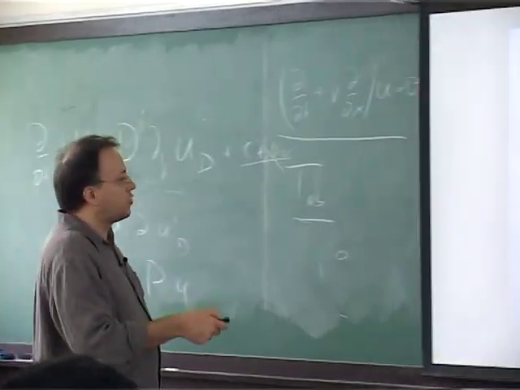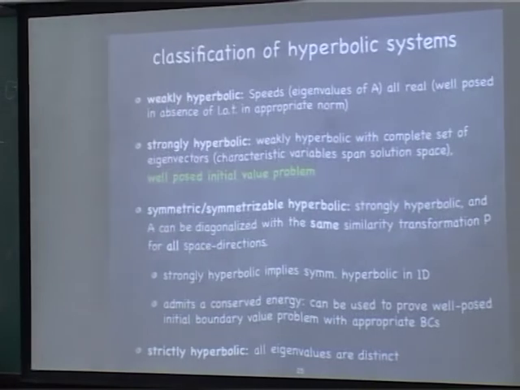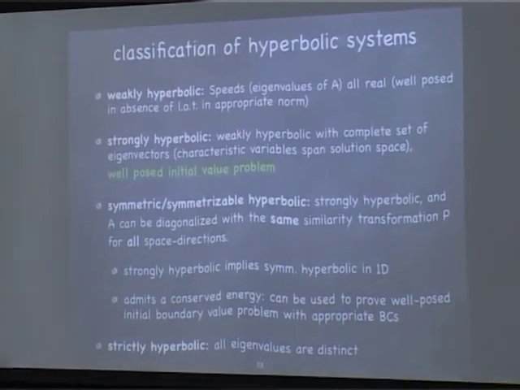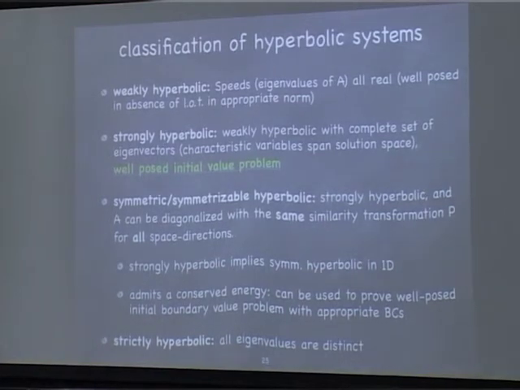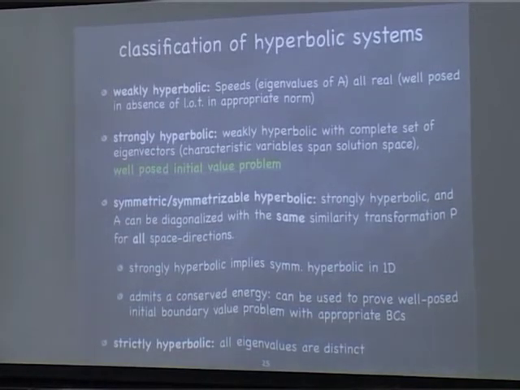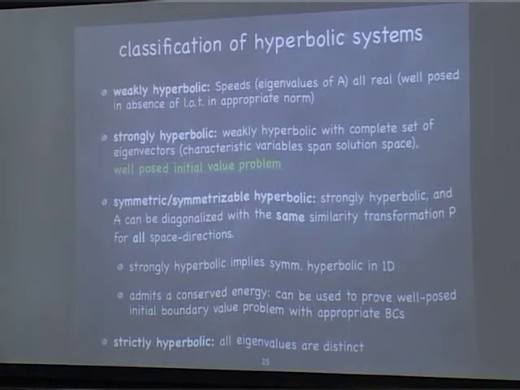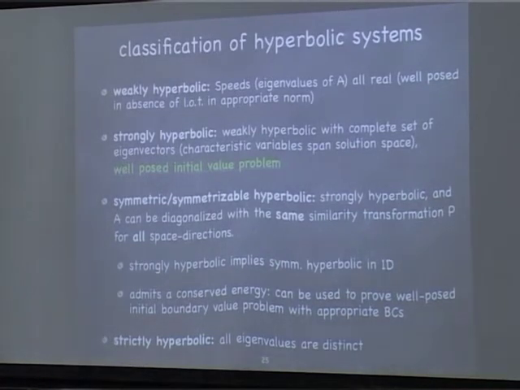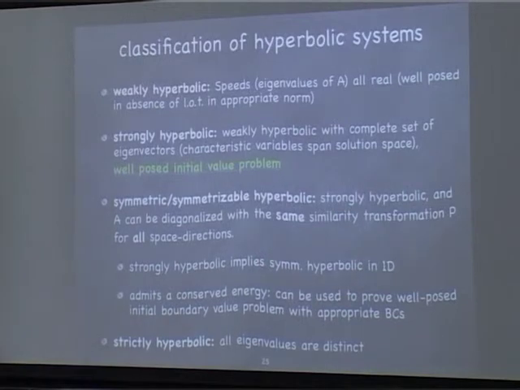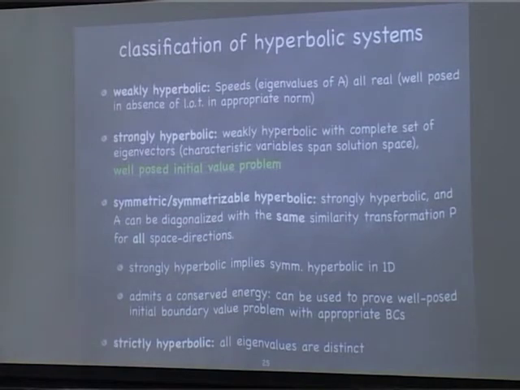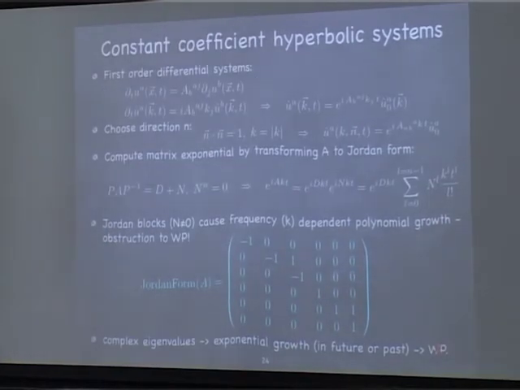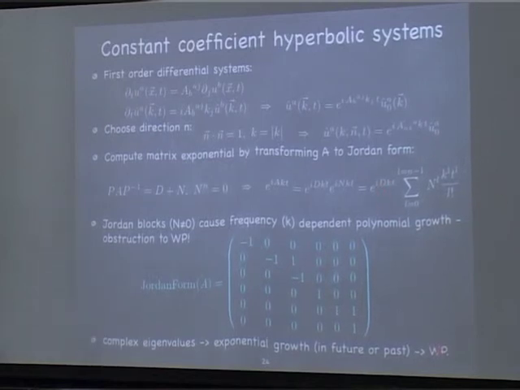The stronger version is called strongly hyperbolic. It's the same conditions. It's weakly hyperbolic, but it has a complete set of eigenvectors. This means the characteristic variables span the solution space, and that just means nothing else. Then it's diagonalizable. If it's diagonalizable, then the eigenvectors form a basis of the vector space. And in this case, you have a well-posed initial value problem, just as we discussed in our example here. If this term doesn't appear and the eigenvalues here are real, then everything's nice.